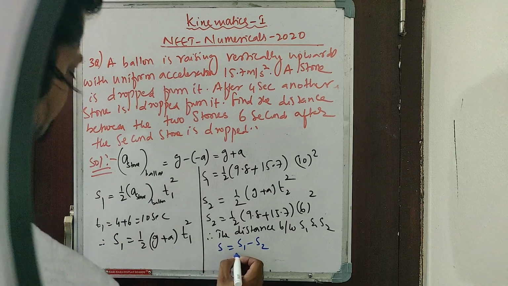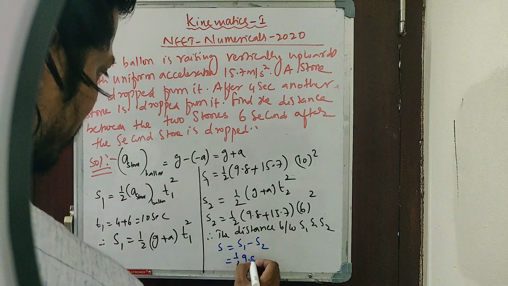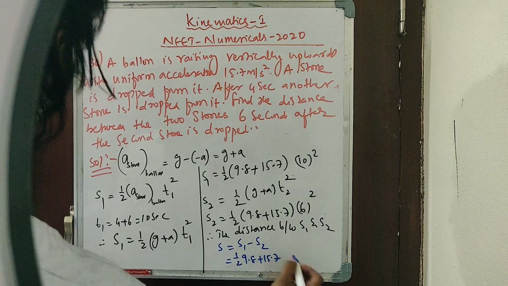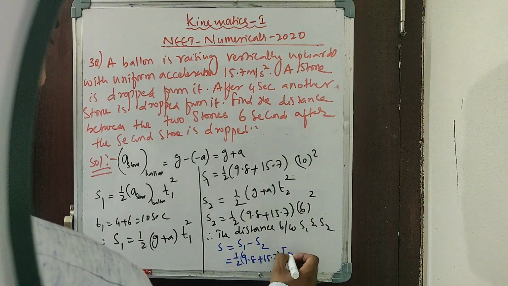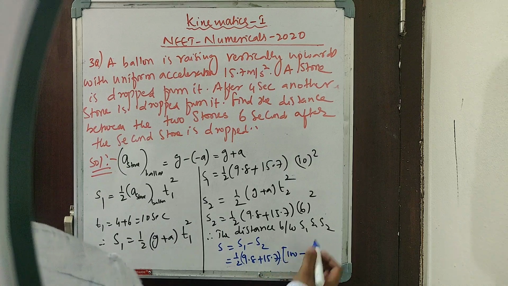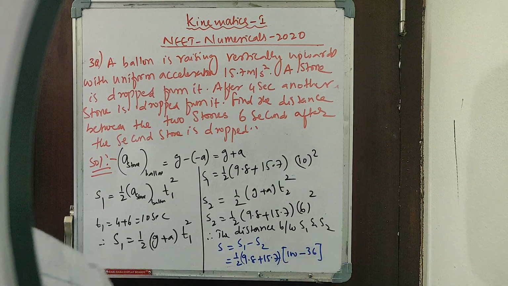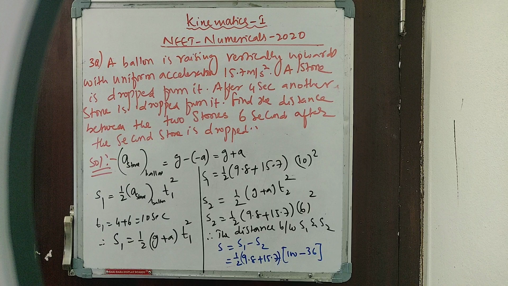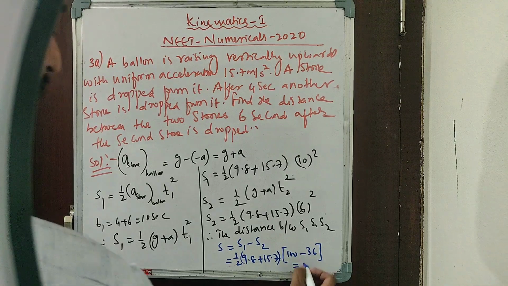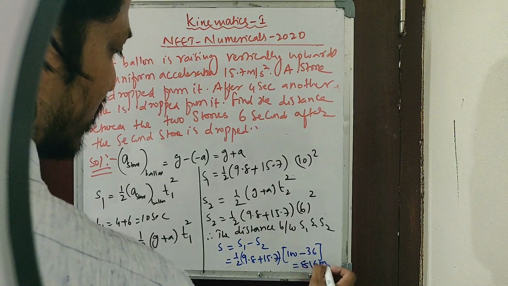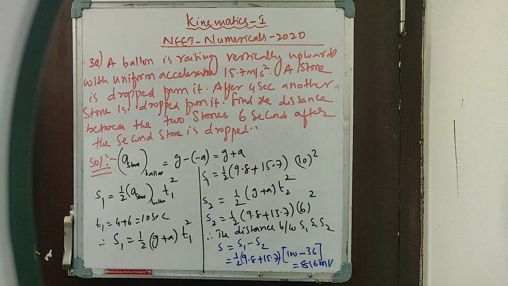So this will come out as half into 9.8 plus 15.7, into, which is common, 10 square, that is 100, minus 6 square, that is 36. So 100 minus 36 will be 64. 9.8 plus 15.7 divided by 2. Do the calculation for this one. You should get approximately 816 meter. So that will be your answer between them.